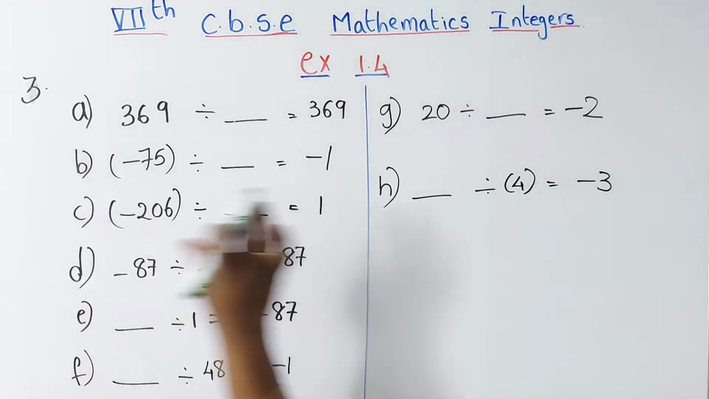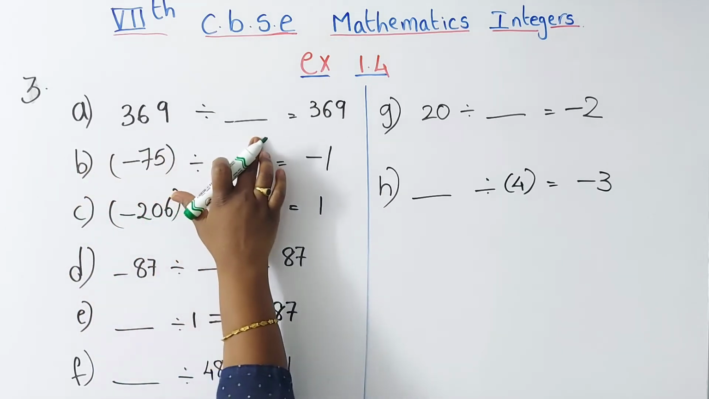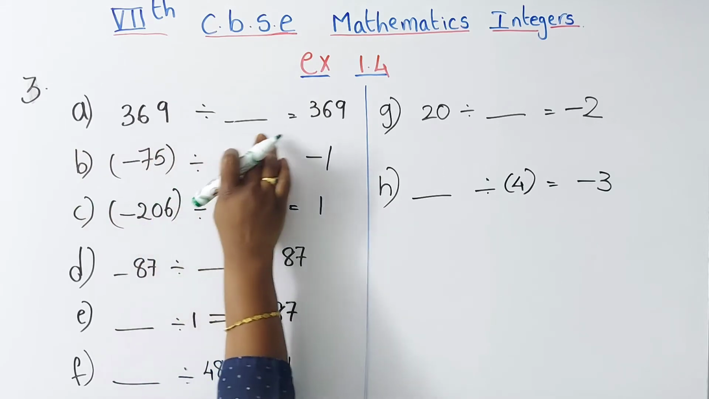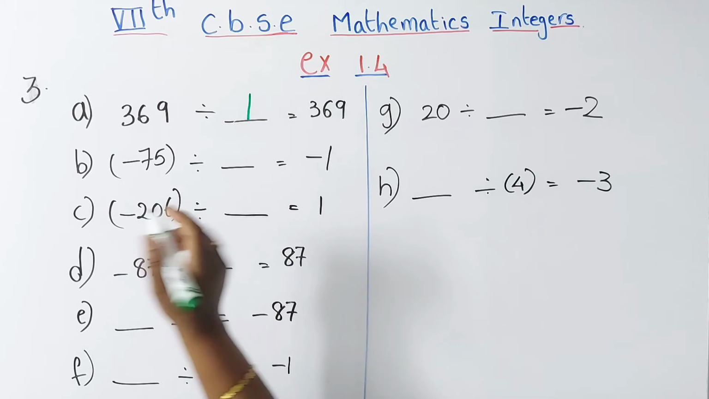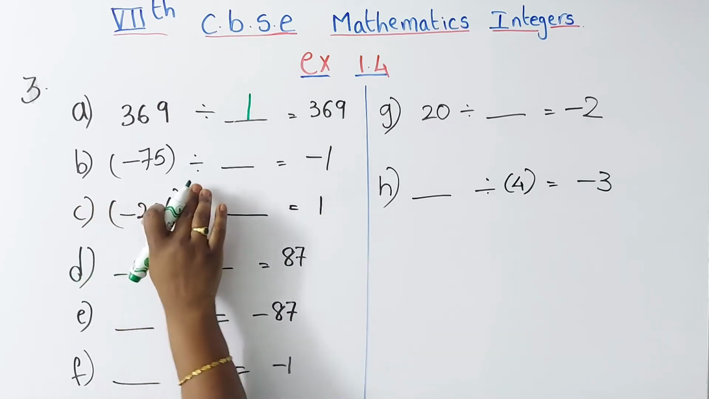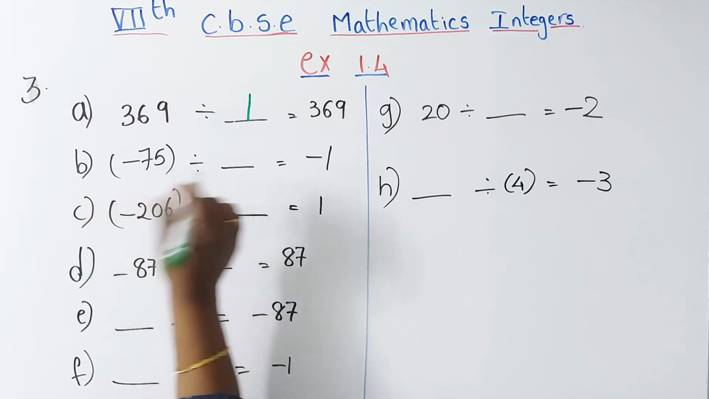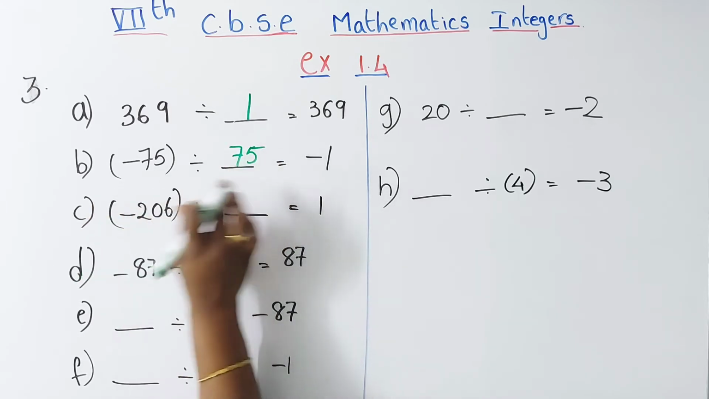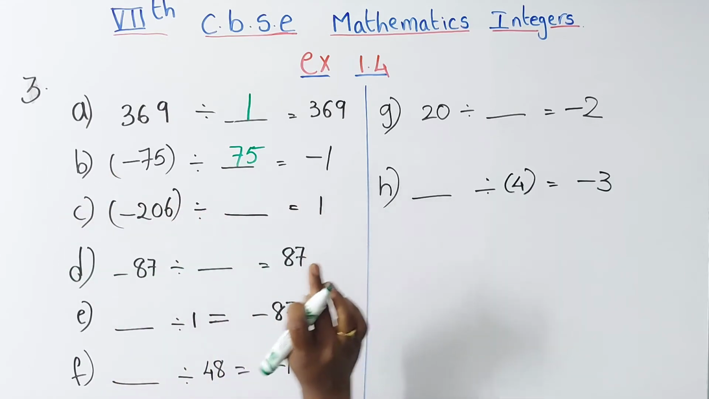Question 3, children, fill in the blanks. First one, 369 divided by dash equal to 369. 369 divided by which number will give the same number? It is 1, children. Minus 75 divided by dash equal to minus 1. 75 divided by 75 we know it is 1. Minus 75 divided by plus 75 is equal to minus 1.